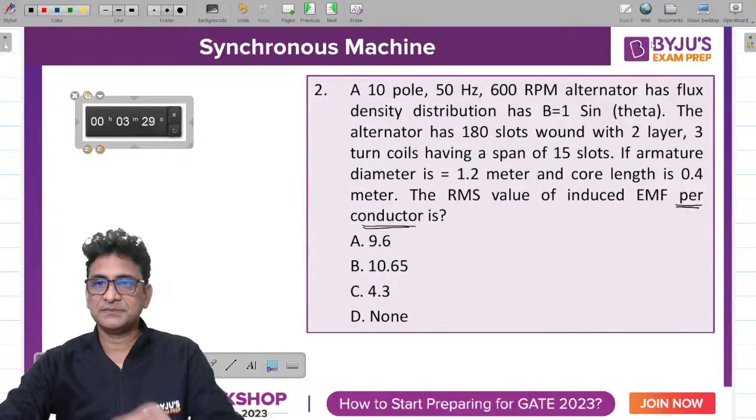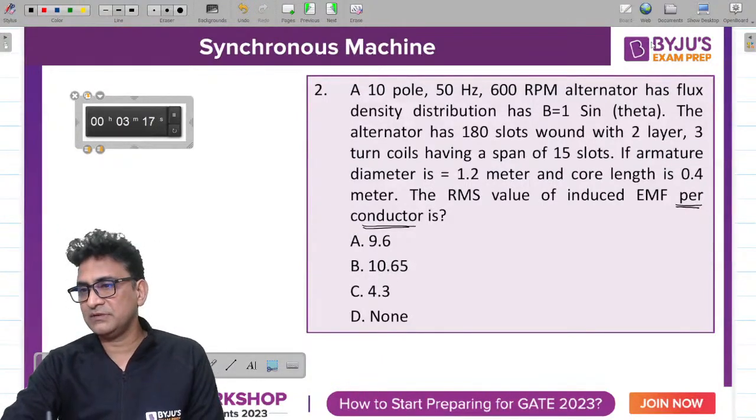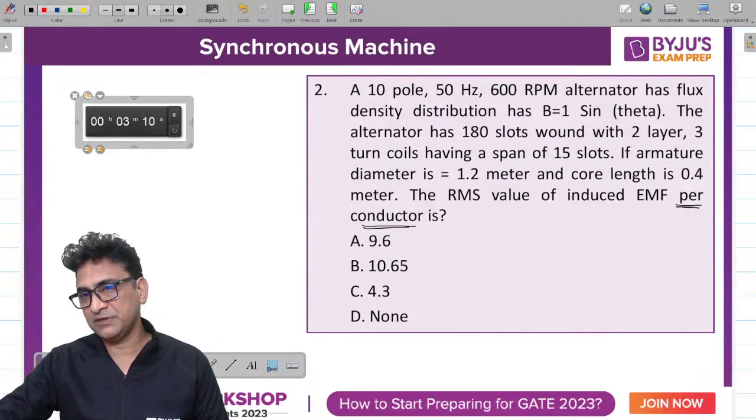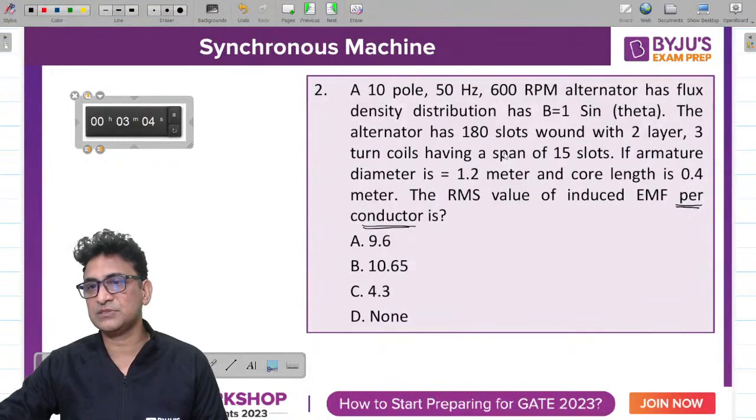So again, the questions belong to the alternator: a 10 pole, 50 Hz, 600 RPM alternator. The flux density is distributed sinusoidally as 1 sin theta. The alternator has a total of 180 slots wound with a 2-layer, 3-turn coil. The coil span is equivalent to 15 slots. Here the coil span is not given in electrical degrees; it is given in terms of slots.